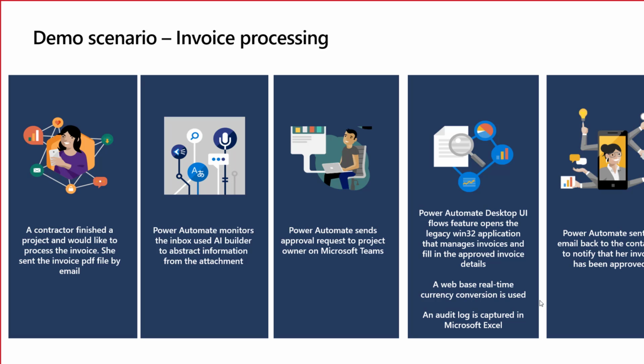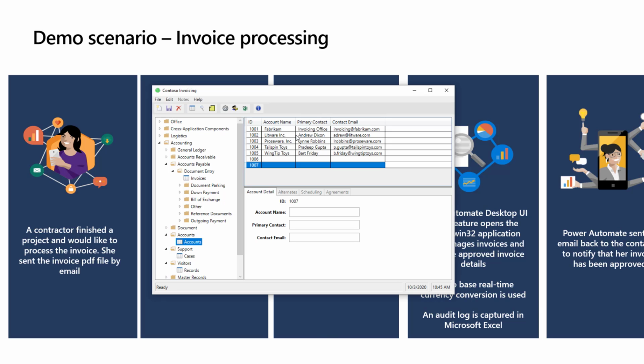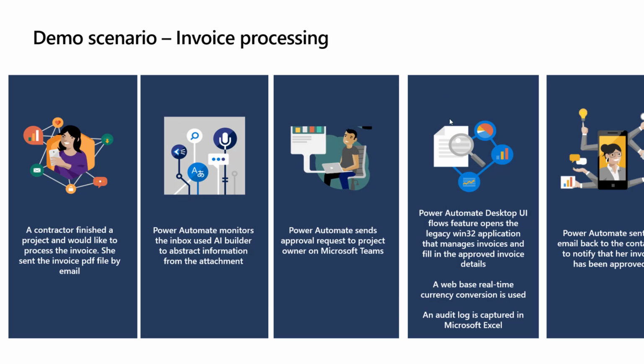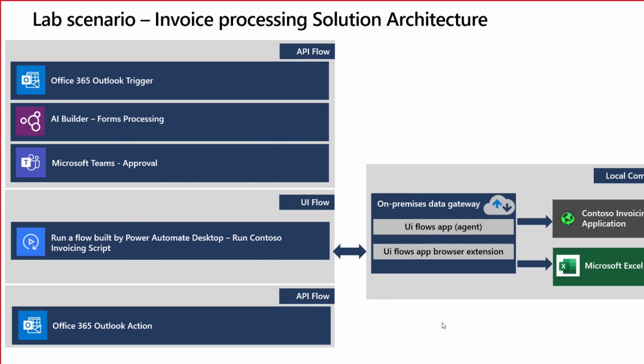Provided the project owner agrees with what's been submitted, they can approve that invoice, and then we're going to drive a legacy Win32 desktop application, which happens to be this one here. We're going to drive this screen and enter the invoice information into this screen, and we're going to do that using RPA. We're also going to take advantage of some rich capabilities in Power Automate Desktop around Excel, where we can add a new row into an Excel spreadsheet. And then once we finish processing the invoice, we're going to send an email back to the contractor indicating that their invoice has been processed.